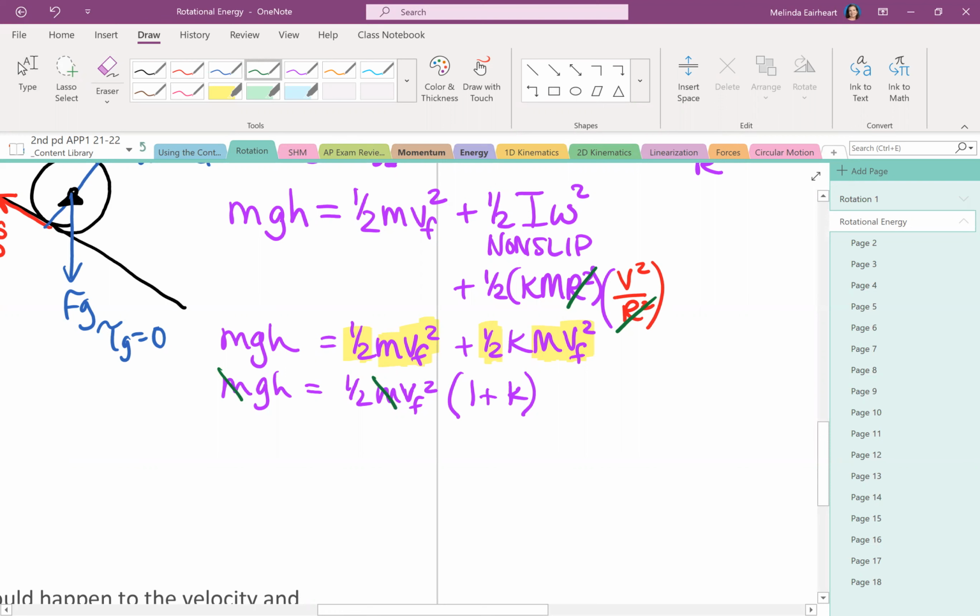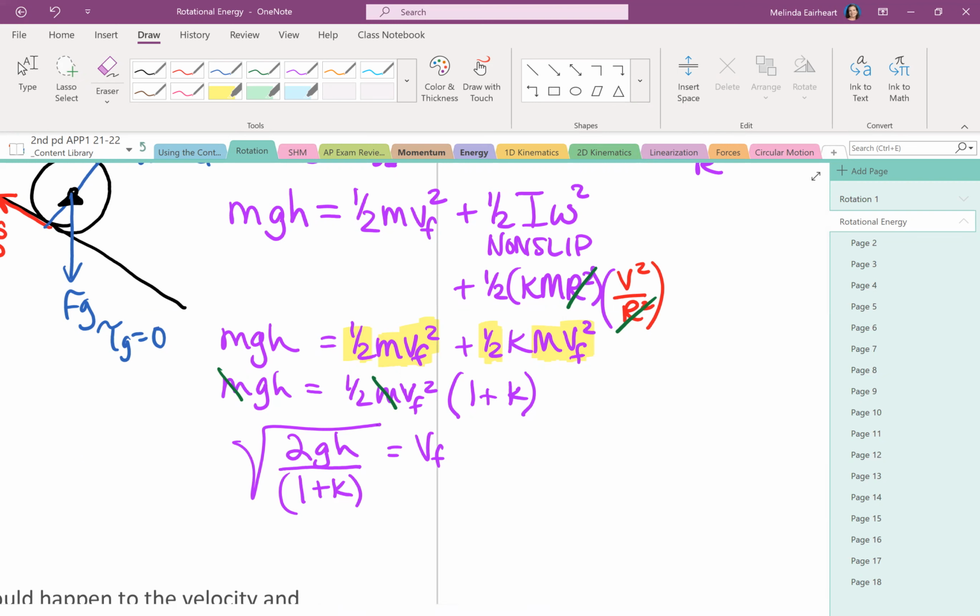Now, I'm not going to necessarily solve for V final, but here that non-slip condition has a direct connection between translational and rotational. And so, the one going the fastest, let's solve for it. V final would equal, I still got to multiply both sides by 2, so 2gh. And before I take the square root, we need to divide by that expression 1 plus k, and then square root. So if you compare that to what we had for part A, where it was just square root of 2gh, well, let's look at these shape constants.